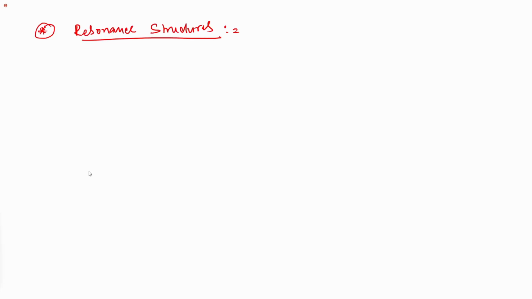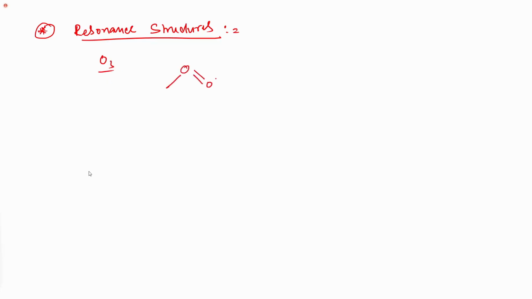Another thing we will learn about is resonance structures. It is often observed that a single Lewis structure is inadequate for the representation of a molecule in conformity with its experimentally determined parameters. For example, O3, ozone.